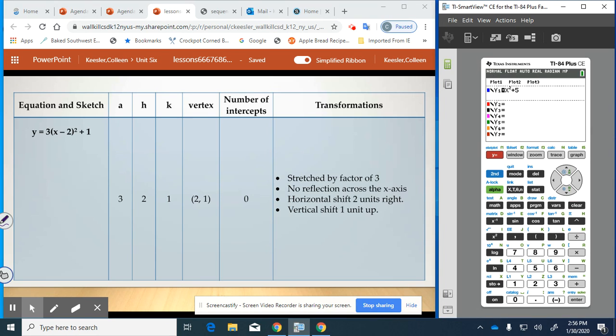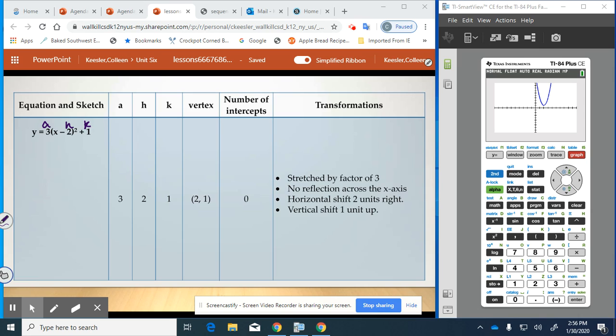So we have y equals 3 times (x minus 2) all squared plus 1. Now remember, that's what's called vertex form, so it gives us the vertex. And here, that negative 2 becomes positive 2, and the 1 becomes positive 1, giving us a vertex of (2, 1). The a is this value here, the h is this value here, and the k is this value here.